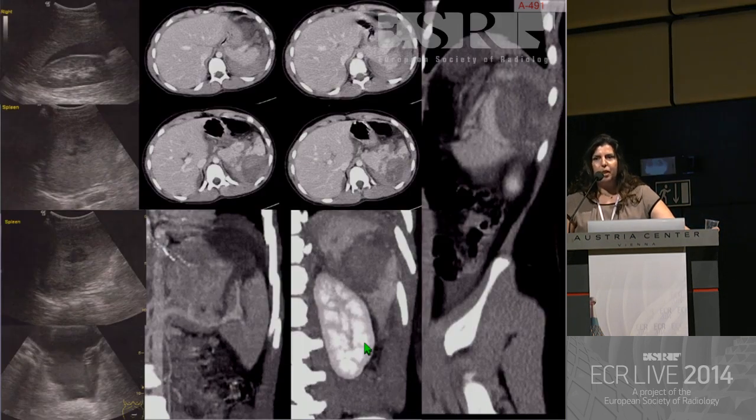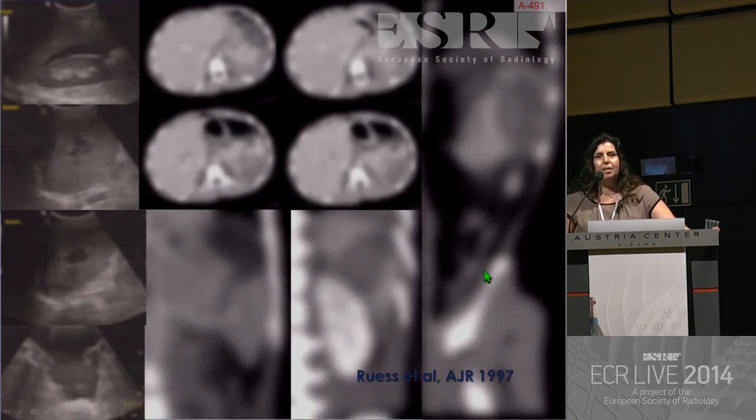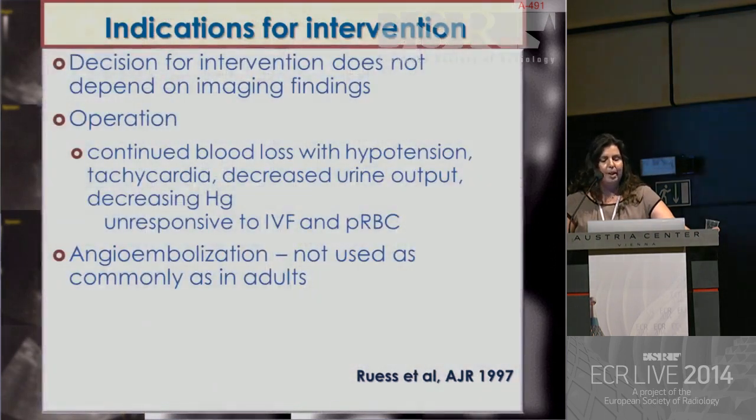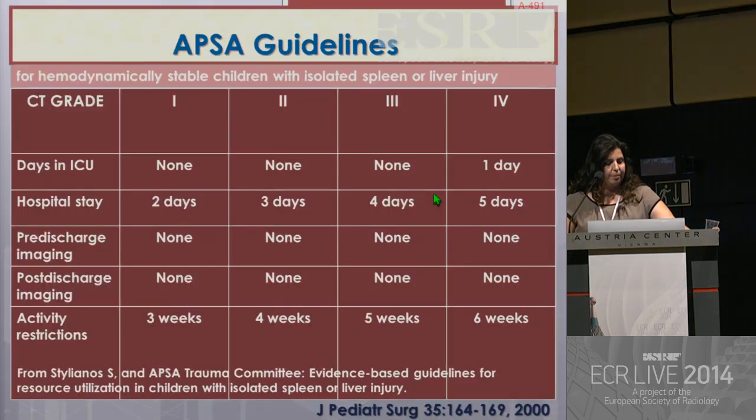It should be remembered that no matter what kind of imaging you use, be it ultrasonography or CT in the same patient with extensive splenic injury, the decision for management will not depend on your imaging. It will depend on the failure of the child to respond to non-operative management with intravenous fluid and packed red blood cells. And it's very nice to belong to a trauma team like Dr. Karani showed this morning, where angioembolization is possible.